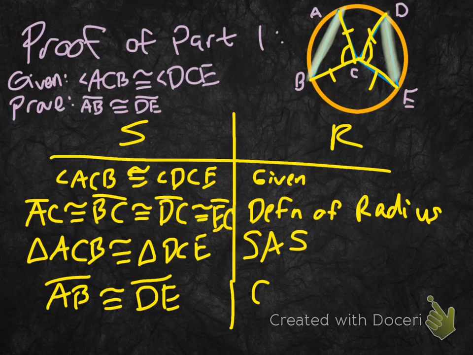And how do we know that? CPCTC. Corresponding parts of congruent triangles are congruent. Okay, so that's just kind of how the proof works. You can prove the other two parts in a similar fashion. I don't think it's really a good use of video time, but if you want to get the mechanics of that better, I highly encourage you to try parts 2 and 3 to see if you can come up with those proofs as well.